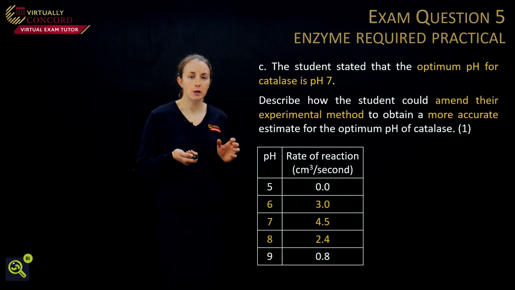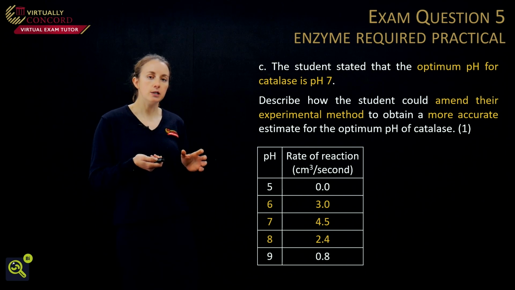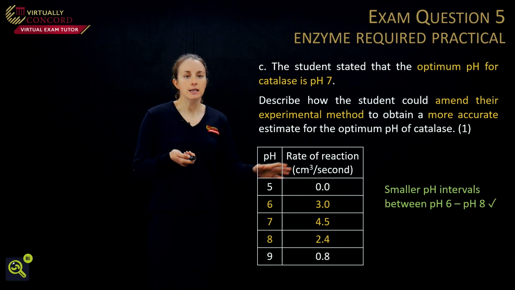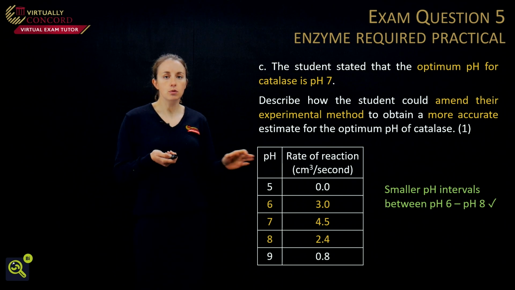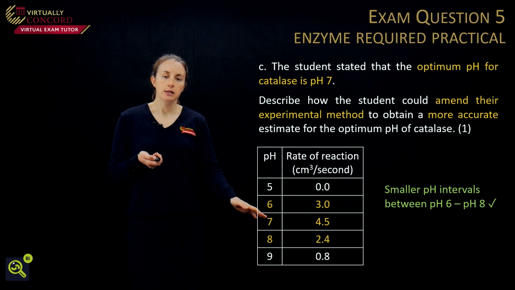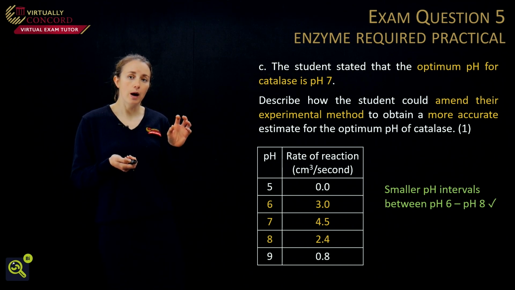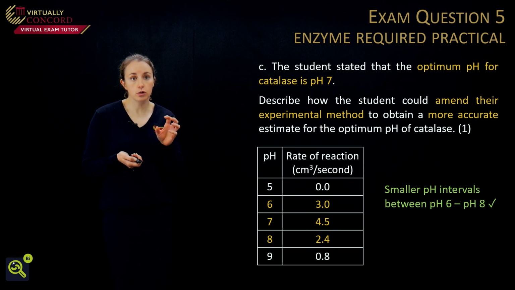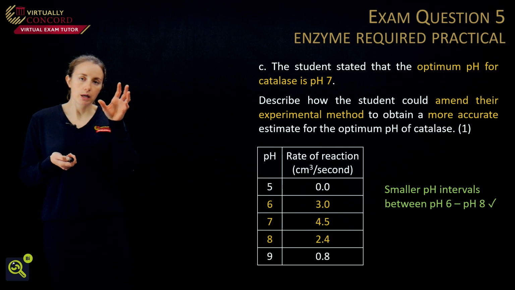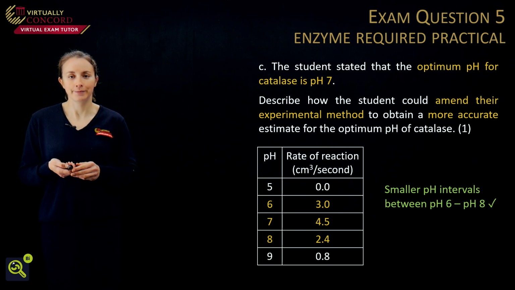Now, accurate here, we're talking about how close that value is to the true value. And this is quite a common question style. Essentially what we need to do is use smaller pH intervals, because how do you know that it's actually pH 7 and not 6.8 or 7.2? So to obtain a more accurate value that's closer to that true value, you just need to use a range of smaller pH intervals between 6 and 8.